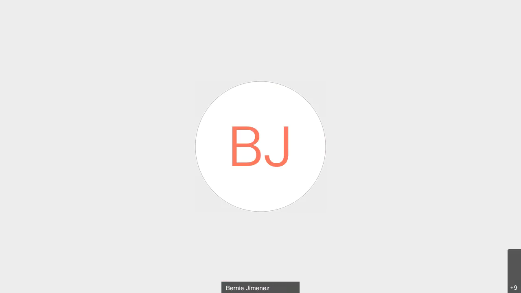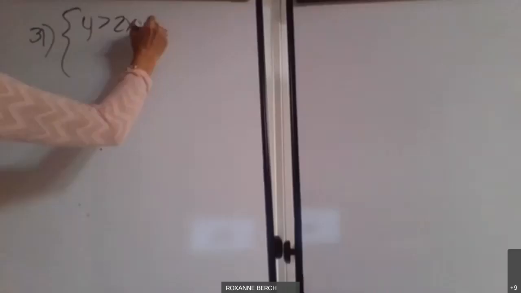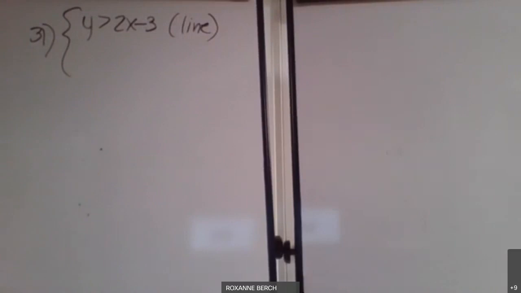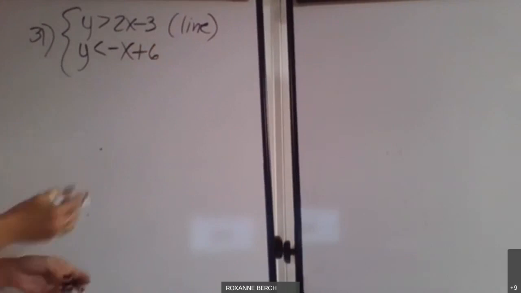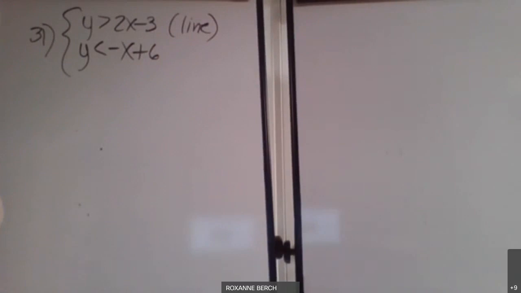Okay. So we have y is greater than 2x minus 3, which is the line. And we have y less than negative x plus 6. Now, let me tell you something. Do you want to know what a lot of people's problems are? They're getting these symbols mixed up. So does everybody understand this is greater than and this is less than?